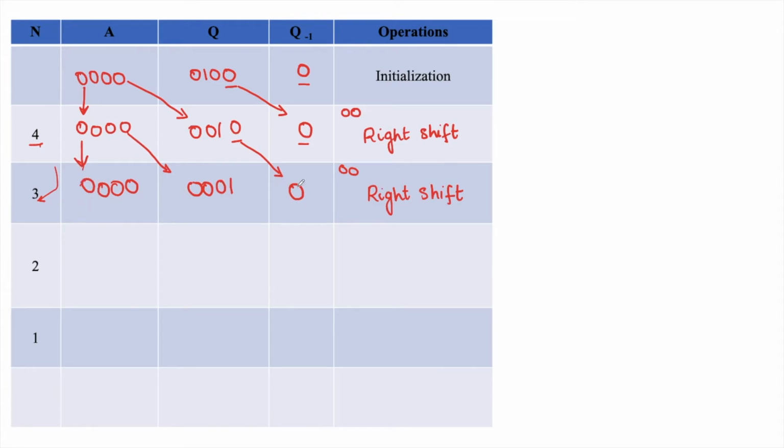Okay. So now again it is done. Then what is the next step? Reduce n by 1. N will be now 2. It is not 0 again. Therefore, we are going to continue the algorithm. Now you have to check Q0 and Q minus 1. It is 1, 0 now.